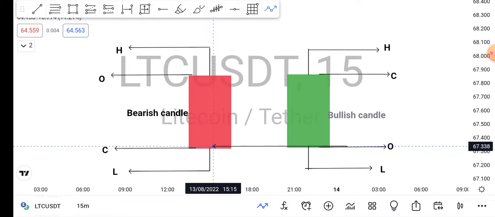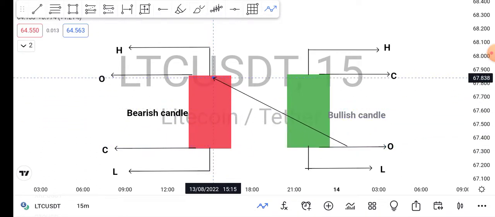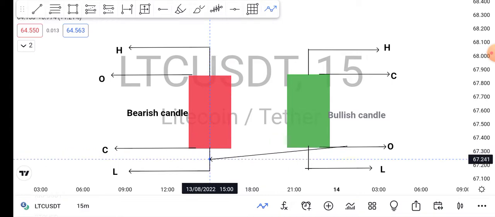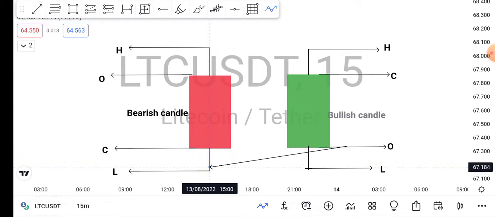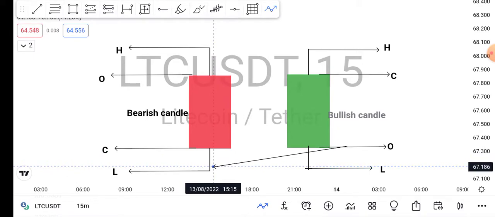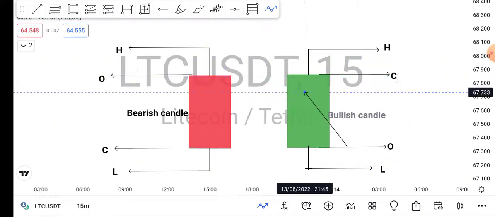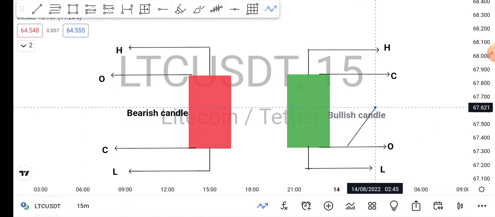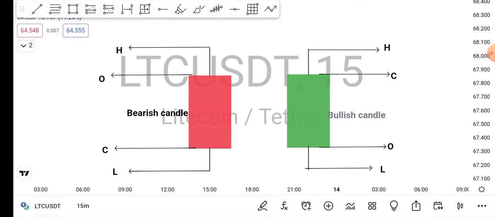So the range is given to us by the body, while the places where price has reached, but price is no longer there, is shown to us by the wicks of the candle. Now, you notice that there is a difference in position of the open and close price. For the bullish candle, the open price is lower than the close price, while for the bearish, the open price is higher than the close price.